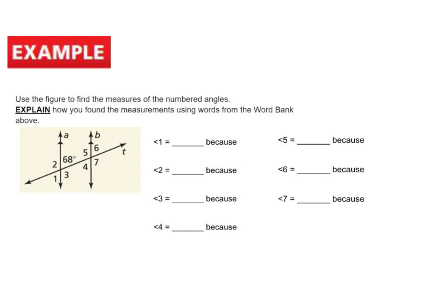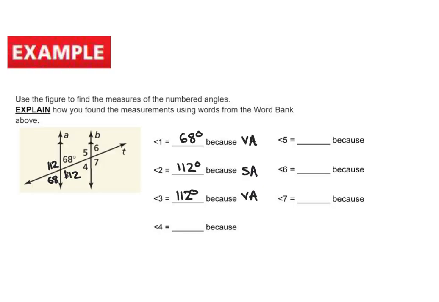So angle 1 is going to be 68 degrees because it's a vertical angle. So therefore, angle 2 is going to be 180 minus 68, and 180 minus 68 is 112 degrees, and that is because of supplementary angles. So we have 68 and we have 112, and therefore angle 3 is also going to be 112 because of vertical angles.